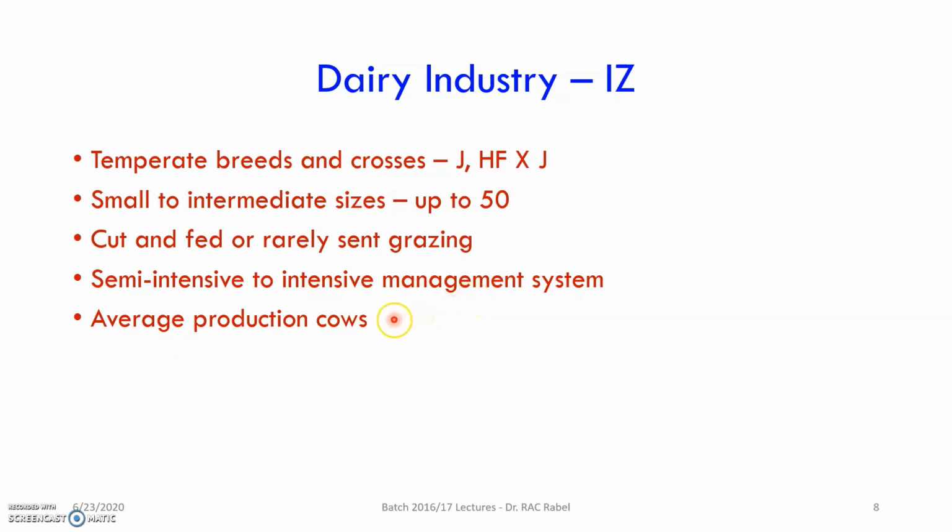So these are not high producing cows like the ones you saw in the upcountry, right? If the upcountry animals peaked at 40 liters and averaged 20, these Jersey animals, even at their peak, may not produce more than 20-25 liters, right?